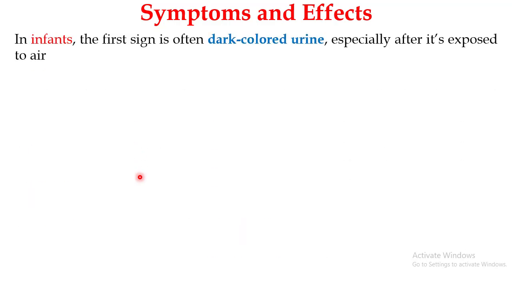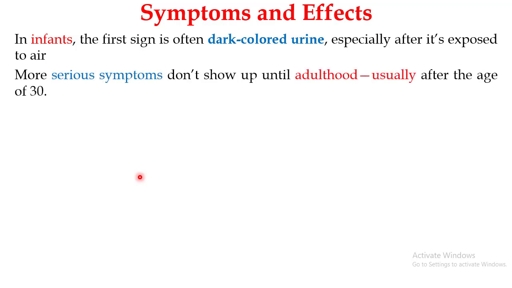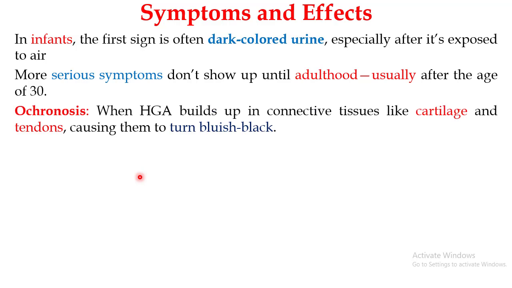So, what are the symptoms and the effects when the homogentisic acid builds up in the body? In infants, the first sign is often the dark colored urine that you just saw in the previous slide, especially after it is exposed to the air. And more serious symptoms of alkaptonuria don't show up until adulthood. Usually, they are shown after the age of 30. One of the important symptoms of alkaptonuria is a particular condition which is known as ochronosis. During this ochronosis, the HGA, the acid, builds up in the connective tissue, like the cartilage and the tendons, causing them to turn bluish black.